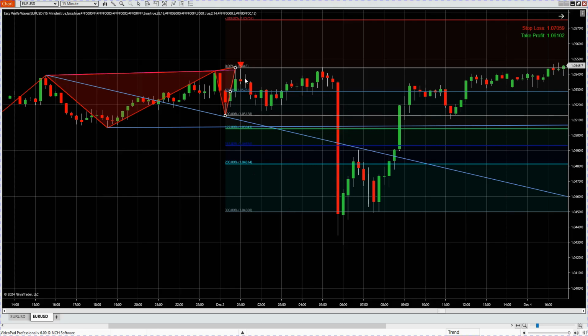Now the entries, it's better, like we said at the beginning of the video, this is primarily used for determining direction. So you may want to use this in conjunction with other indicators to give you a more refined entry.